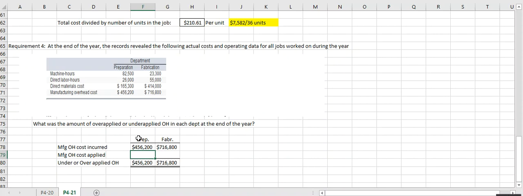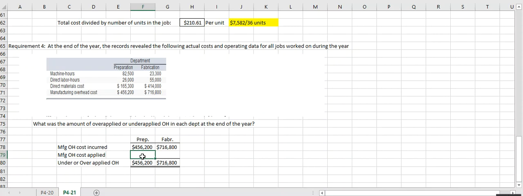The amount we applied depends on how many hours we used in our cost driver. Remember, there's two cost drivers: machine hours for preparation, direct labor hours for fabrication, and we would have allocated each of those hours out at our predetermined rate.